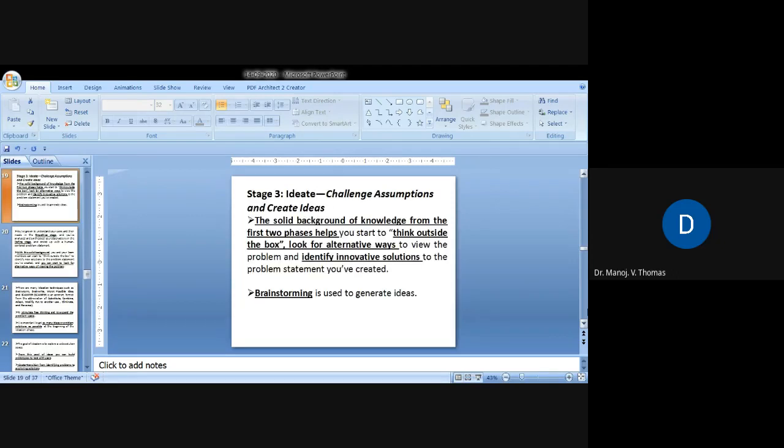So here comes the third stage, that is ideate. Ideate means you need to generate a lot of ideas, a lot of alternatives. There you will challenge assumptions, using the solid background of knowledge from the first two phases, the empathize and define phases. In this ideate stage, you think outside the box, look for alternative ways and identify innovative solutions. Brainstorming is used, isn't it?